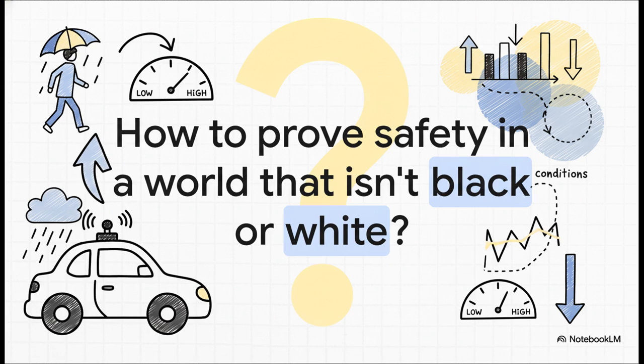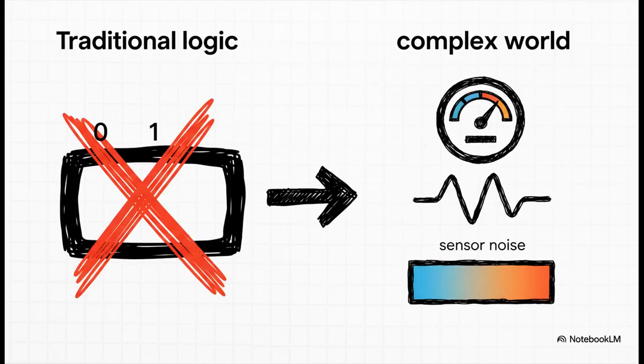Or think about a financial model. What's the probability of a market crash if X, Y, and Z happen? See, these are not simple yes or no questions. And that really gets to the heart of the problem.